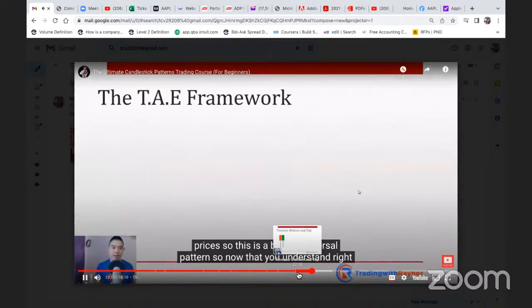So now that you understand the 5 powerful candlestick patterns, how does this fit into the TAY framework? Remember the TAY? Trend, area of value, and the entry trigger. So now we have already settled the entry trigger portion because the reversal patterns that you have seen earlier are entry triggers that you can use to enter the trade.